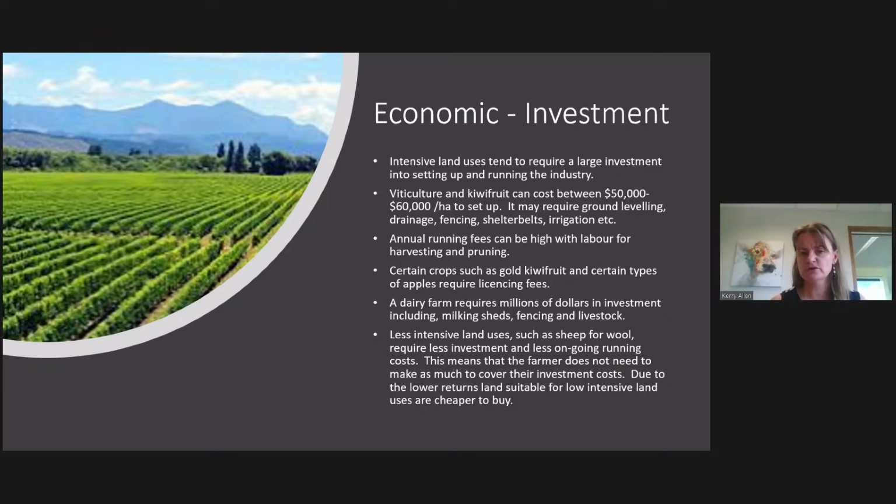Dairy farming is also expensive. Milking sheds cost $1 million. It's probably $1 million of fencing and probably $1 million or $500,000 in terms of your livestock costs. So you need to be aware of that before you go in. So less intensive land use costs you less, and they have less running costs. So sheep and beef tend to be less running costs and less investment.